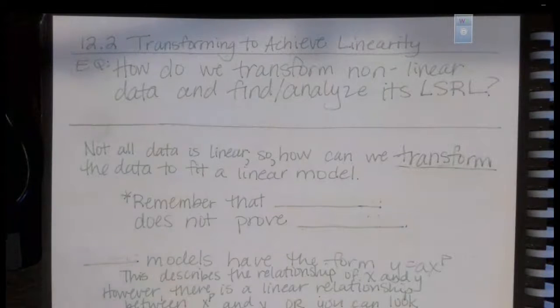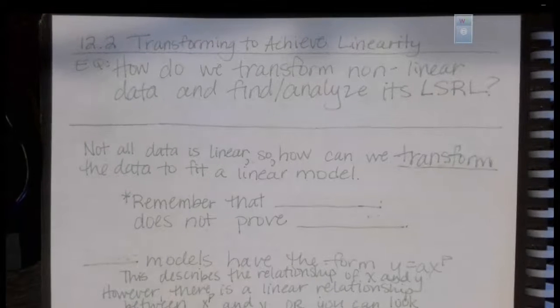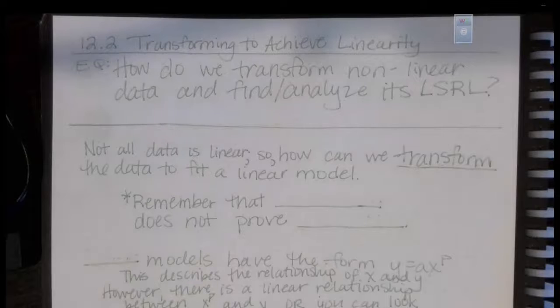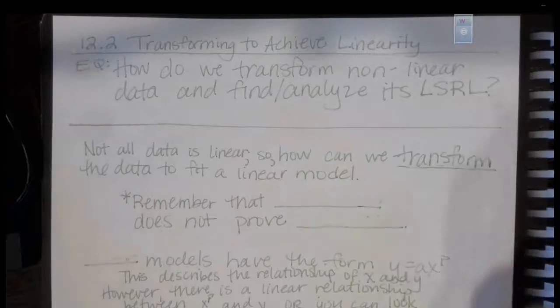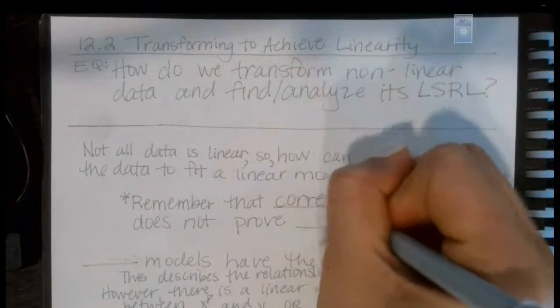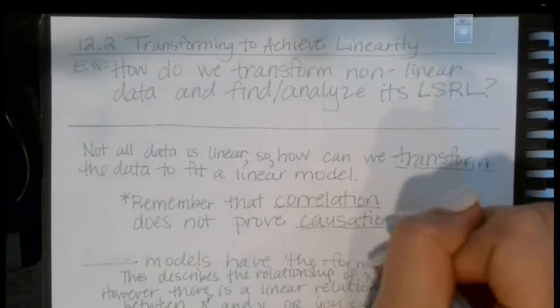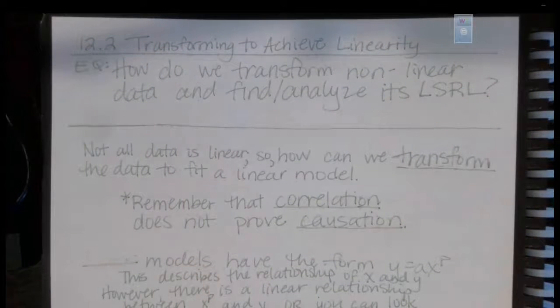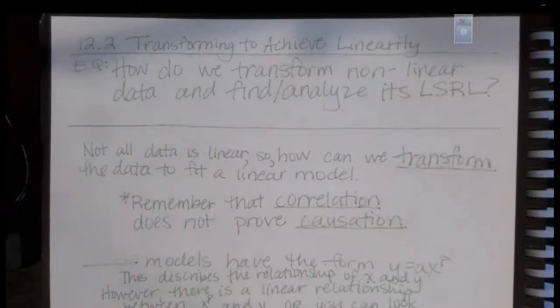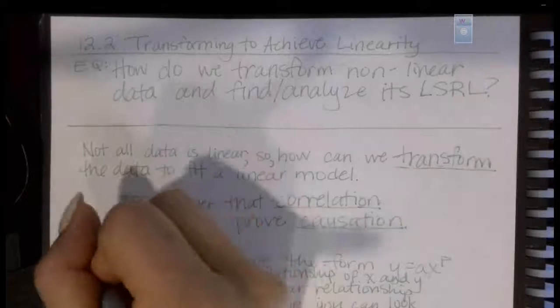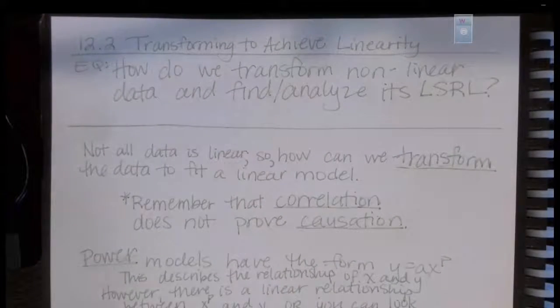So remember that when we talk about finding a linear model, and we talk about correlation and causation, and we find the r, the correlation coefficient, remember that correlation does not prove causation. When you find it, you don't say, well, this proves that there's a relationship between x and y. No, it shows that there's an association, there's a correlation, but it doesn't show that x causes y and things like that.